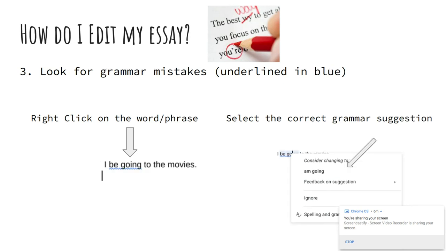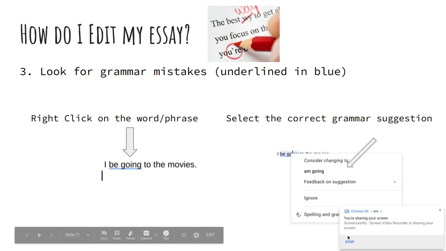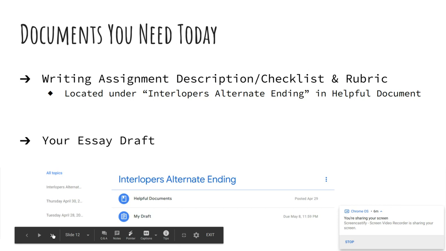Sometimes the computer is able to catch them for you. So if you see any blue underlining, then check what it is telling you to change it to. It's not always absolutely correct, but much of the time it is, all right? So that's what you're doing when you're editing your document.